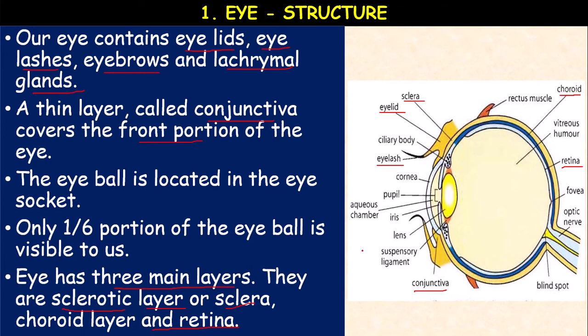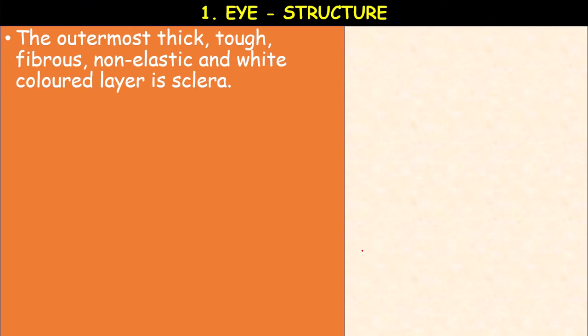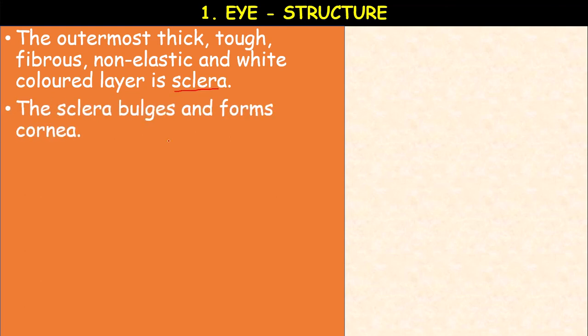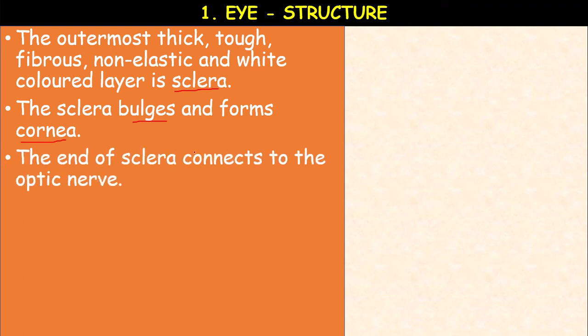Next, the outermost thick, tough, fibrous, non-elastic and white colored layer is called the sclera. The sclera bulges and forms the cornea. How is the cornea formed? The cornea is a part of the sclera. It only bulges and forms the cornea, the white portion. The end of the sclera connects to the optic nerve.